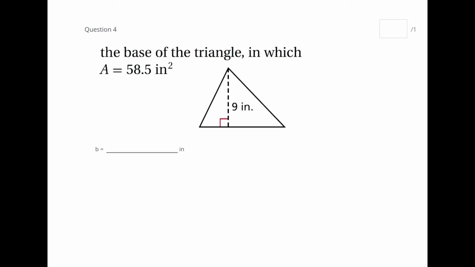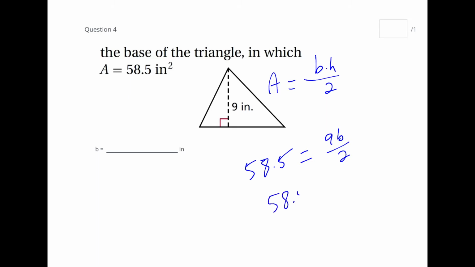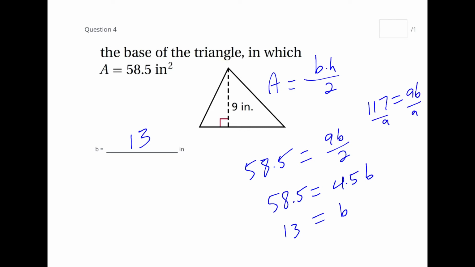Area of a triangle is base times height divided by 2. We know that the area can be plugged in, 58.5. And we know that the height is 9, so that's 9b divided by 2. And here I can just simplify and solve for b. If I was using a calculator, I might just say 58.5 is equal to 4.5b, divide both sides by 4.5, and I get that b is equal to 13. I could have also just doubled both sides. This would give me 117 is equal to 9b, and if I divide by 9, same answer, b is equal to 13.